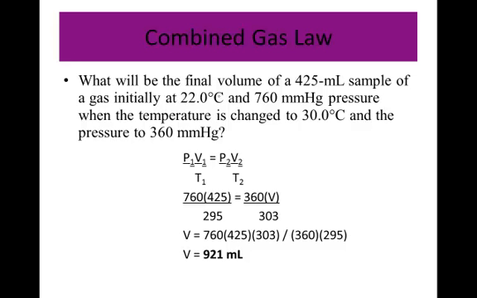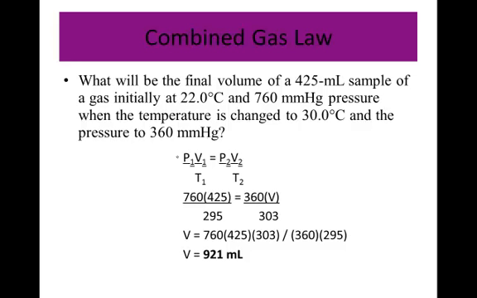So for example, here's a problem. It tells me that we have a 425 milliliter container. It's at 22 degrees Celsius and 760 millimeters of pressure. And they want to know when the temperature is changed to 30 and the pressure is changed to 360, what is going to be the new volume.